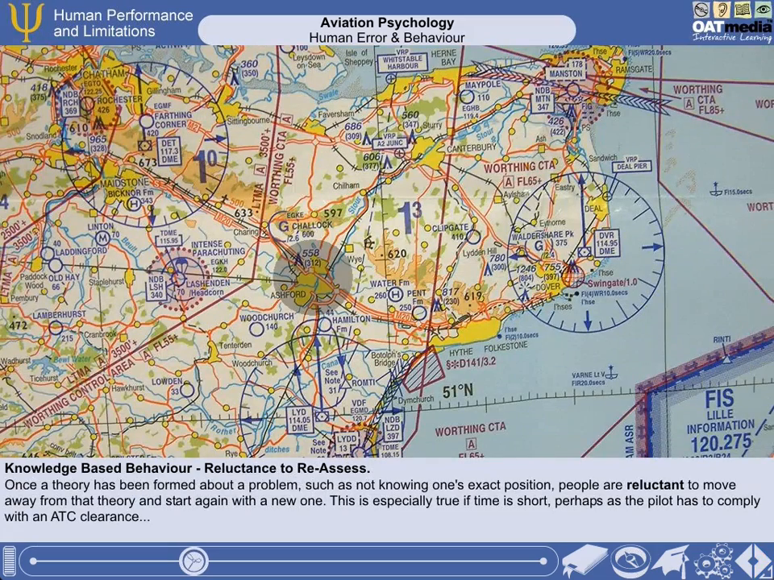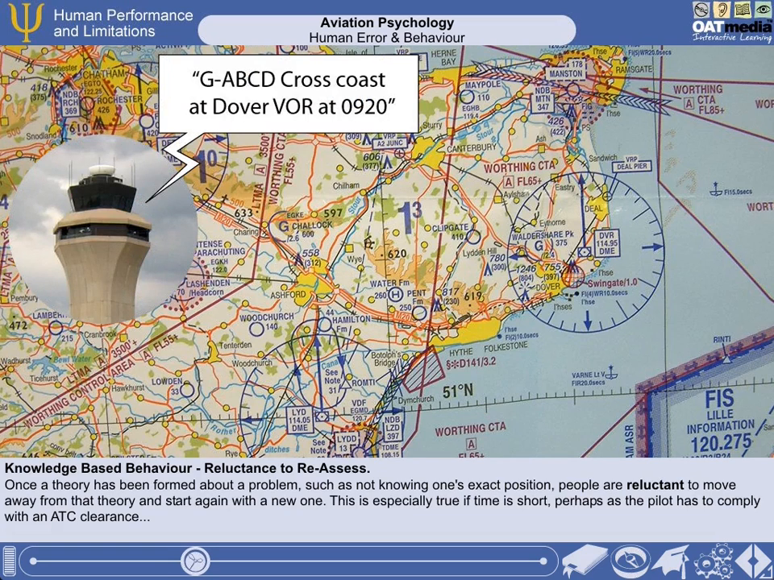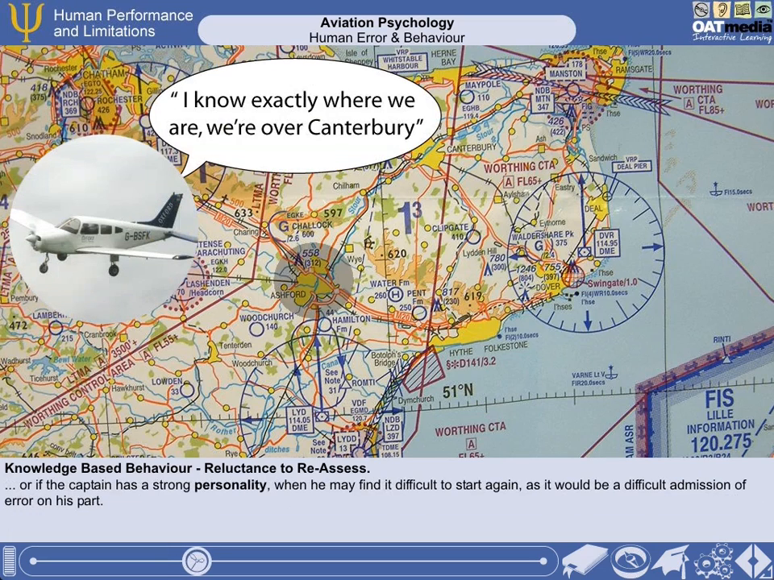Once a theory has been formed about a problem, such as not knowing one's exact position, people are reluctant to move away from that theory and start again with a new one. This is especially true if time is short, perhaps as the pilot has to comply with an ATC clearance. Or, if the captain has a strong personality, when he may find it difficult to start again, as it will be a difficult admission of error on his part.